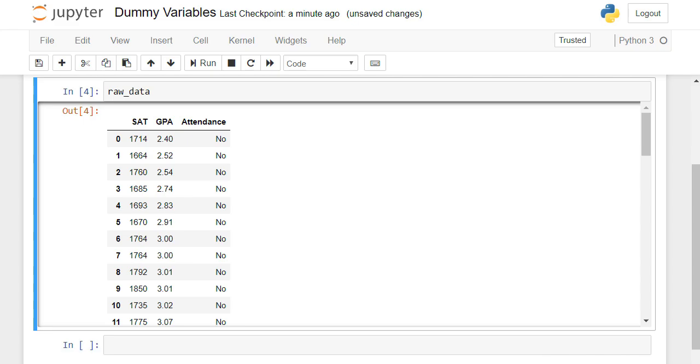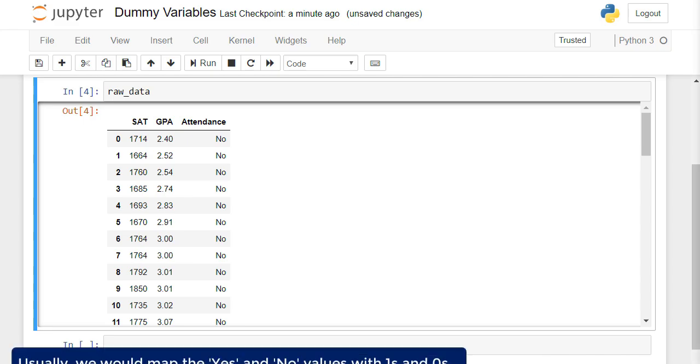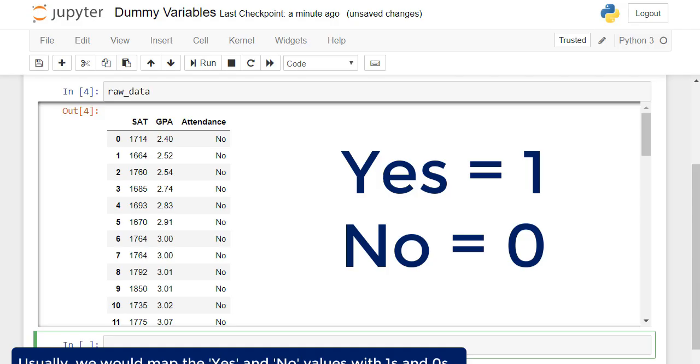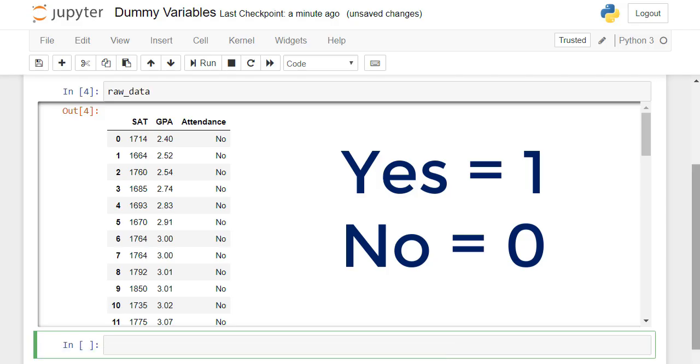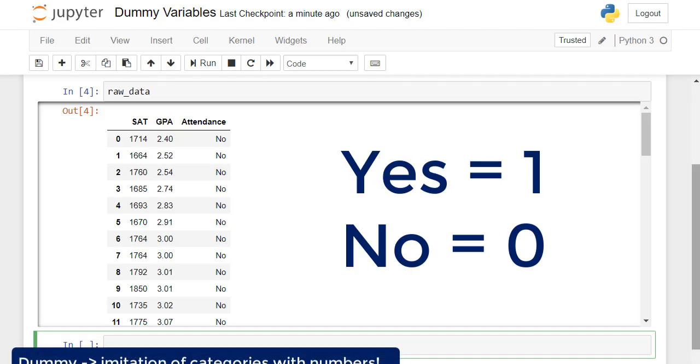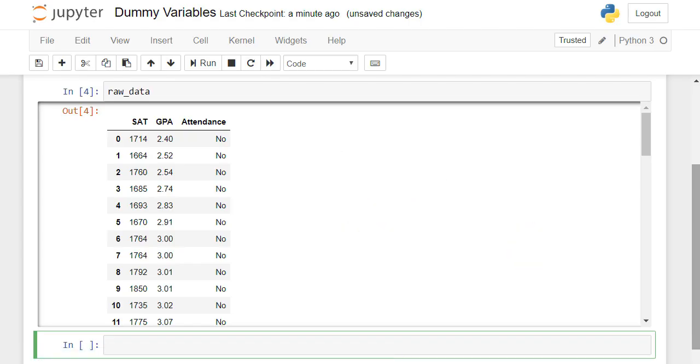What we would usually do in such cases is to map the yes and no values with ones and zeros. In this way, if the student attended more than 75% of the lessons, the dummy will be equal to 1. Otherwise, it will be a 0. So, we will have transformed our yes and no question into zeros and ones. That's what the dummy name stands for. We are imitating the categories with numbers. In Pandas, that's done quite intuitively.